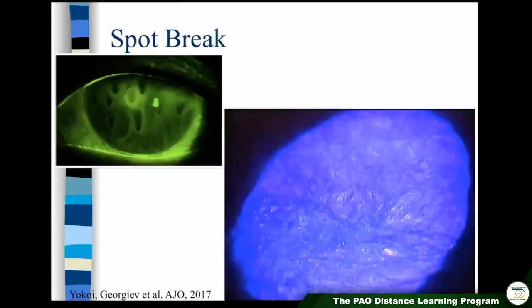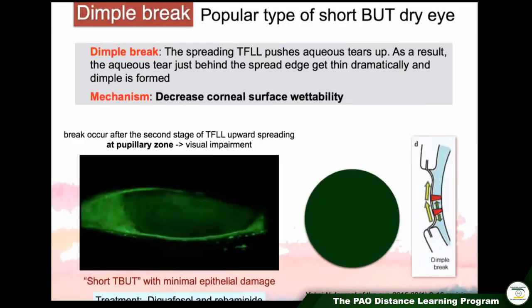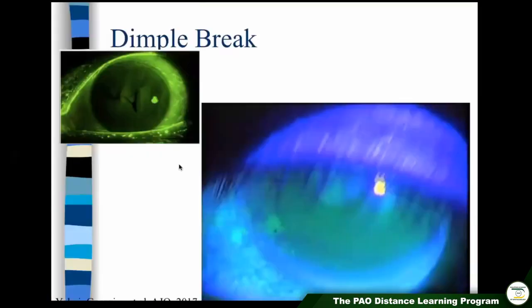a mucin problem. Dimple break is very similar to spot break, also a mucin problem, also due to poor wettability. It's just that the break occurs after opening of the eye, and then the center will slowly break. You call that a dimple break. So the spot is round, different.